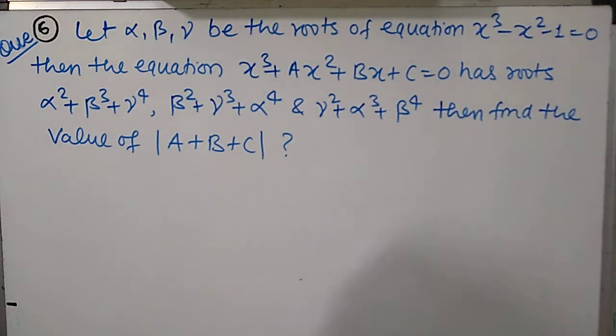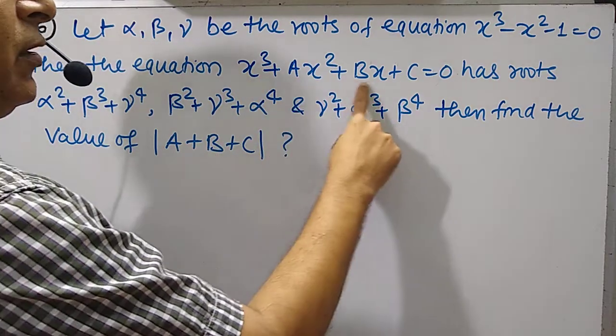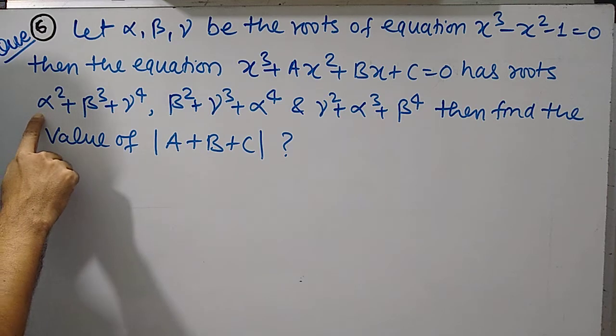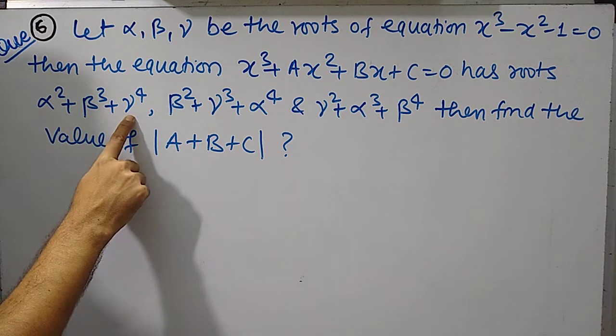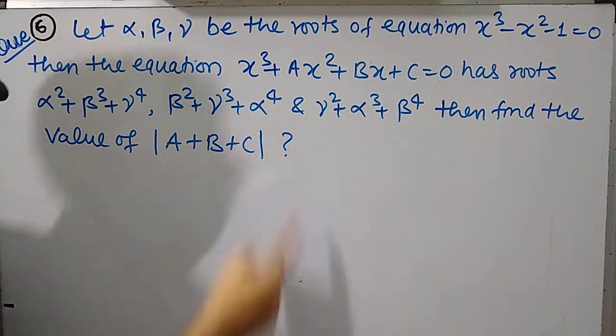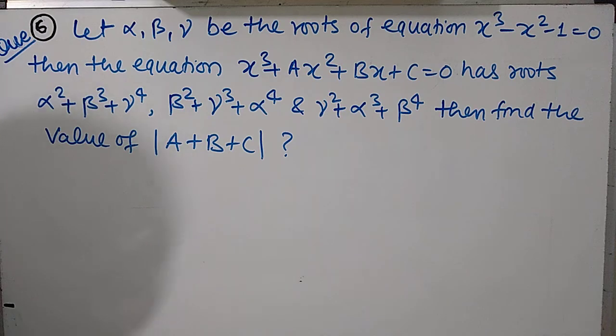Let's begin. So in this question we get the equation x cube plus ax square plus bx plus c equal to 0, and this has roots alpha square plus beta cube plus gamma to the power 4, beta square plus gamma cube plus alpha to the power 4, gamma square plus alpha cube plus beta to the power 4.